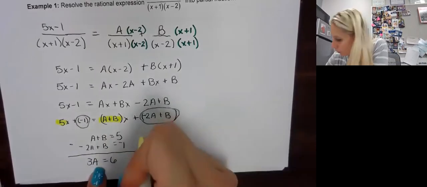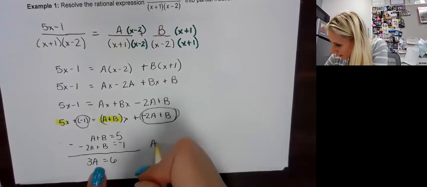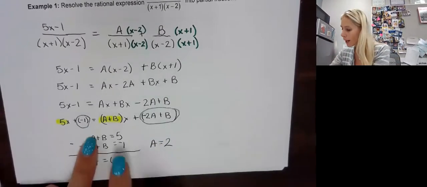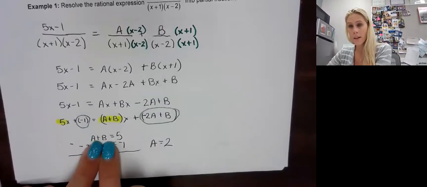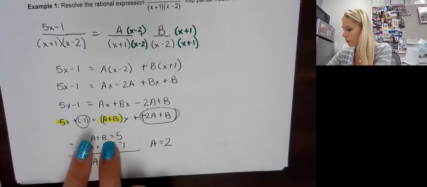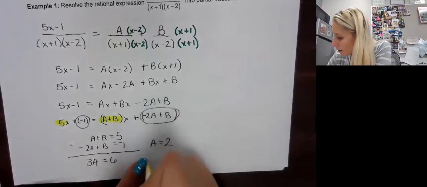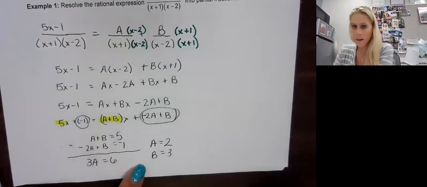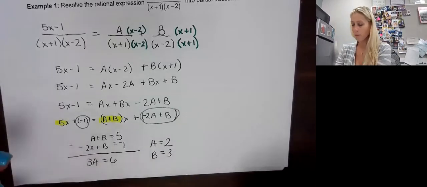So when we solve, what does that mean, guys? That means that a equals 2. Well, if a equals 2, I can substitute back in to get b. Well, if a is 2, 2 plus what is 5? So b is 3. Now, what does that mean for my answer?